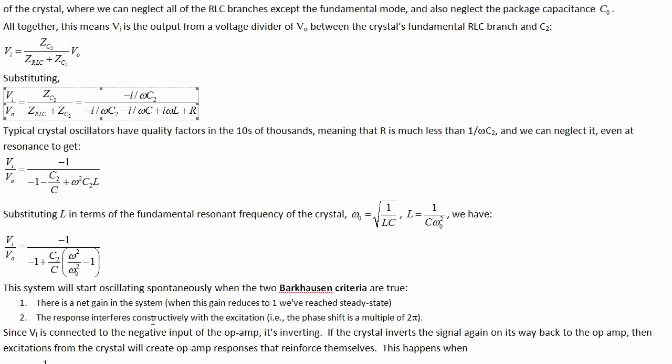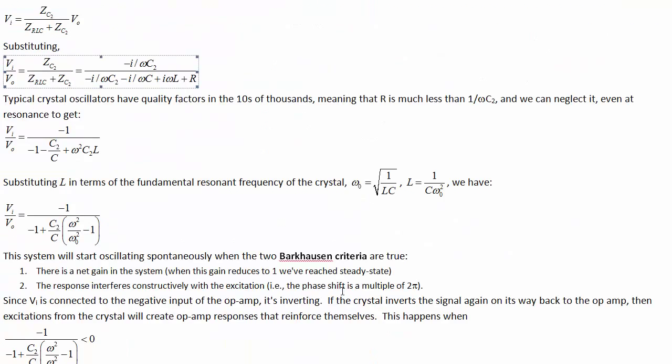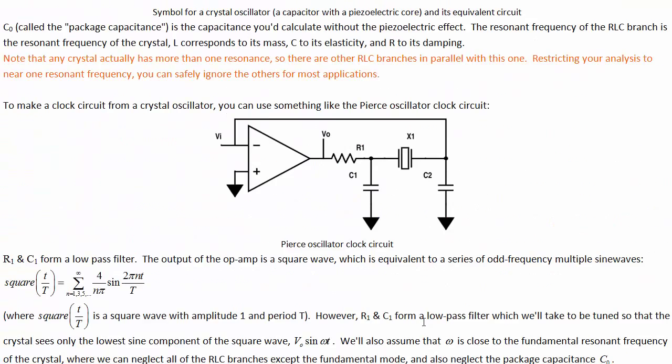And the response interferes constructively with the excitation, which means that it has a phase shift that's a multiple of 2 pi. So what we need is that the response to V out, so the response of this whole system, if you think about it from the crystal here, then going around and going back to the same spot, we need to be an integer multiple of 2 pi of a phase shift. So either no phase shift or 2 pi of a phase shift.